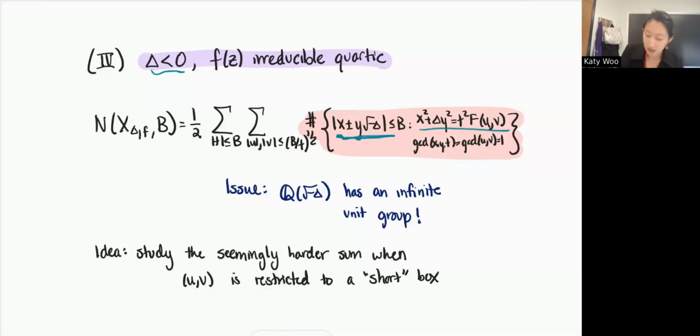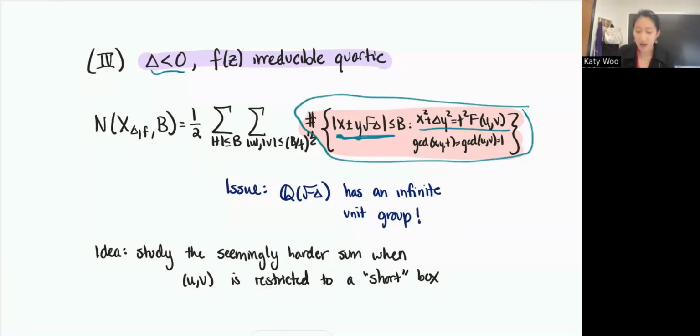And so now we have this expression here that isn't super obvious about whether it has some connection to some sort of structure to use to really get started with, like the way when delta equals 1, we had this Dirichlet convolution structure, and when delta was positive, we connected it to modular forms. This expression, I think, is not so obvious what to do with. And so instead of looking at this expression, we're going to study the seemingly harder sum when u and v are restricted to a short box in order to create a similar looking expression that we actually can deal with.